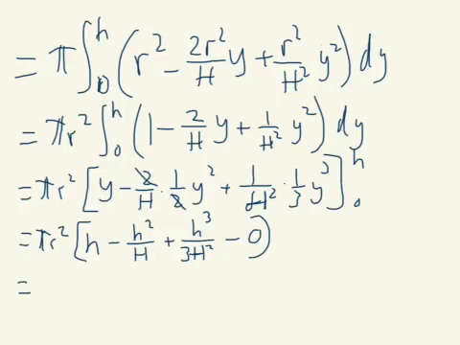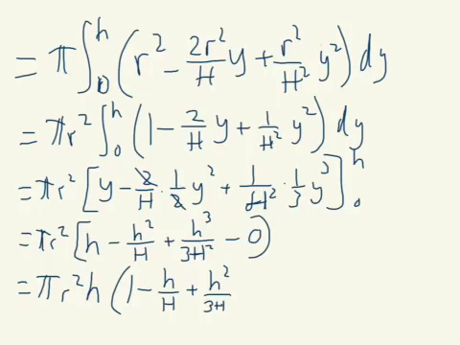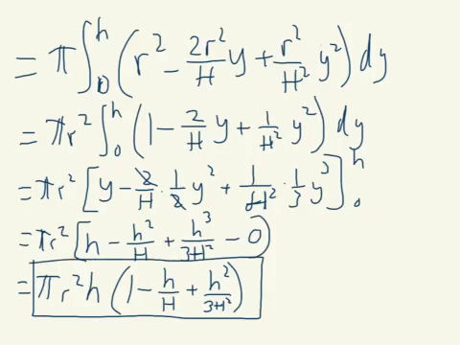The one thing we could do that might be reasonable is factor out an h. Why not? So this will be our final answer. Pi r squared little h, parentheses 1 minus little h over big H plus little h squared over 3 big H squared. And that's as good as it's going to get, at least I think. Let me double check everything. Yes, that looks right. Okay, hope this helped you out.